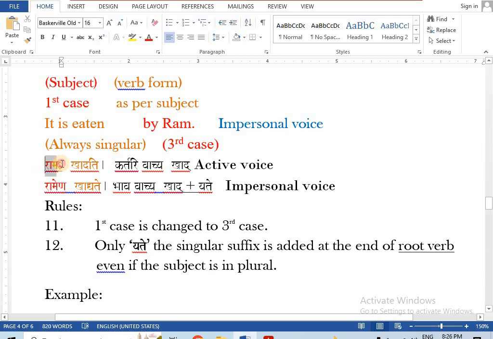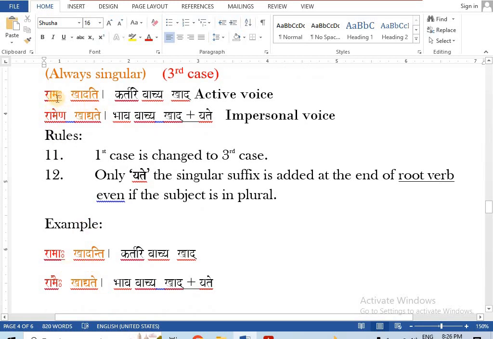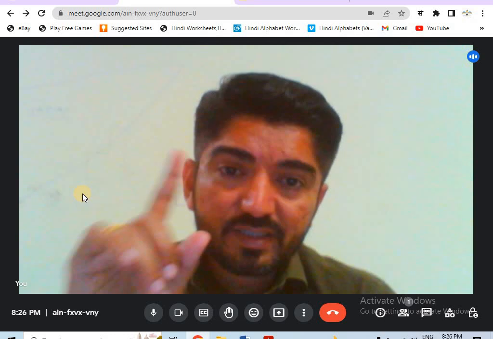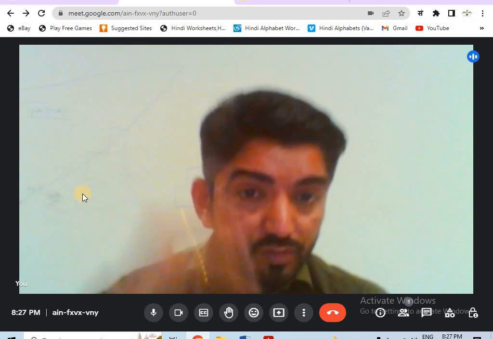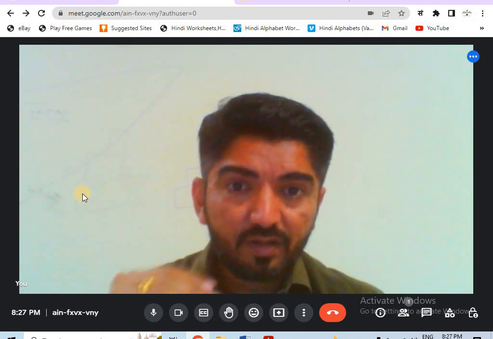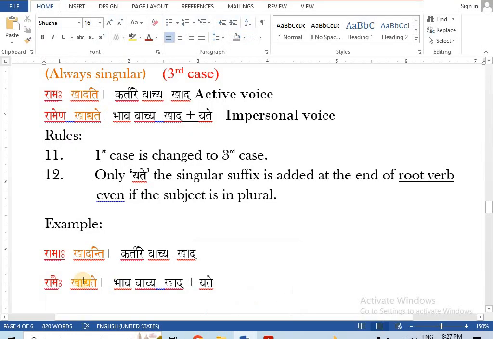Now let us write this Rama as plural here. Look at this example: Ramaha khadanti. Here it is Ramaha khadati, a singular sentence. Now here it is plural: Ramaha khadanti, kartari vachya. But while you convert to impersonal, Ramaha, first case plural, is converted to third case plural, Ramehi. Now you see in the table of Rama, first case plural: Ramaha, Ramau, Ramaha. Convert to third case: Ramena, Ramabhyam, and plural, Ramehi. So we wrote here Ramehi.